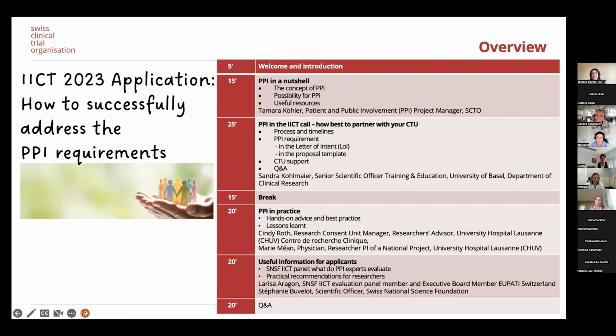I already gave you a little overview on today's agenda. The good news is we will have a little bio break in the middle of our session. So around 4:45, we will have a 15 minutes coffee break after the first two presentations, and then continue with PPI in practice and with useful information from the SNSF.